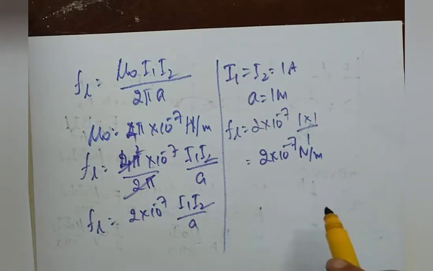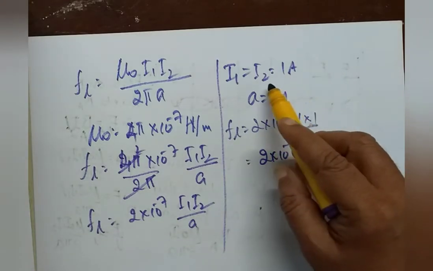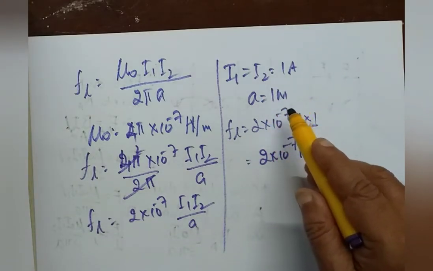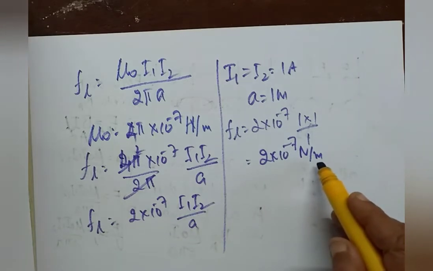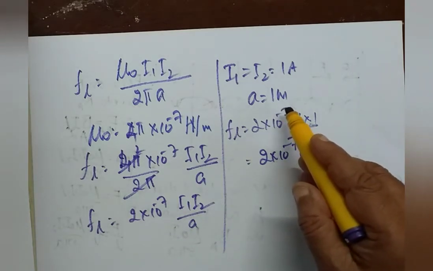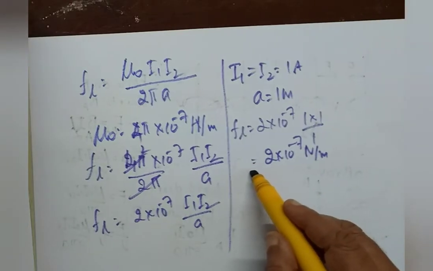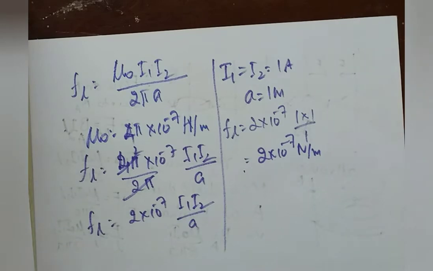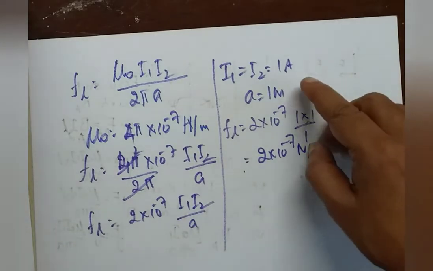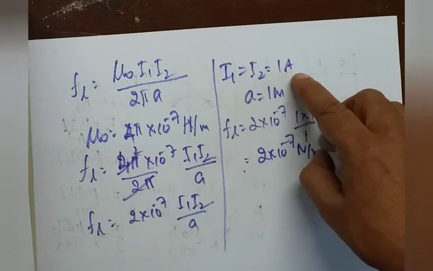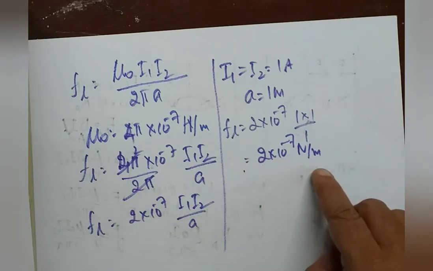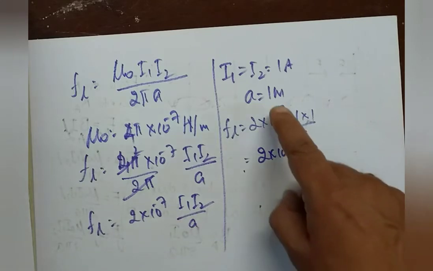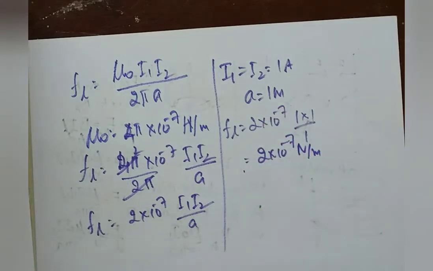We define it once again in the standard form. 1 ampere is that steady current which, when flowing through two infinitely long parallel conductors of negligible cross section, produces a force of 2 into 10 raised to minus 7 Newton per meter on each other when they are kept with a separation of 1 meter in free space. That is the definition of the ampere, the international definition, as it is the SI unit. That is the definition of 1 ampere.